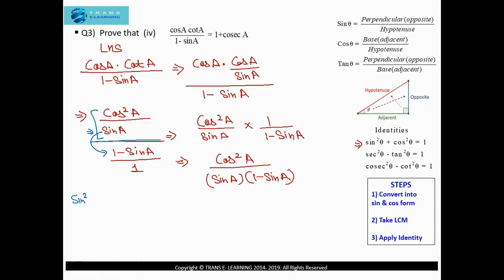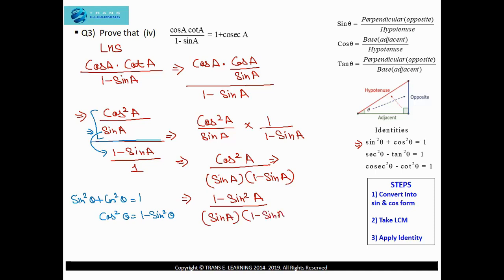So here it is sine square theta plus cos square theta is equal to 1, and I can write the value of cos square theta as 1 minus sine square theta. So I'm going to substitute the value of cos square theta as 1 minus sine square A, and in the denominator we are left with sine A into 1 minus sine A. Now I'm going to rewrite this numerator as 1 square minus sine A whole square, and the denominator will remain the same. So if we look at it, this is A square and this will be B square, and A square minus B square is equal to A plus B into A minus B. So I'm going to rewrite this numerator in A minus B form.